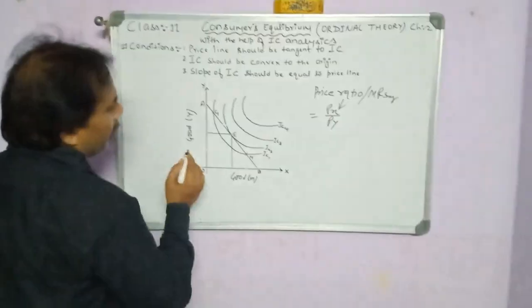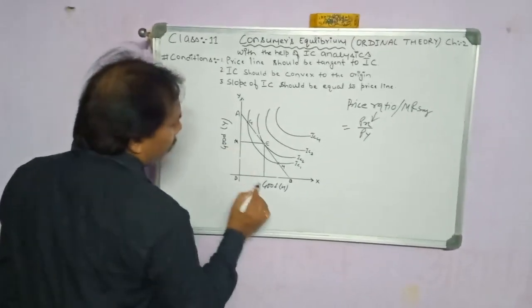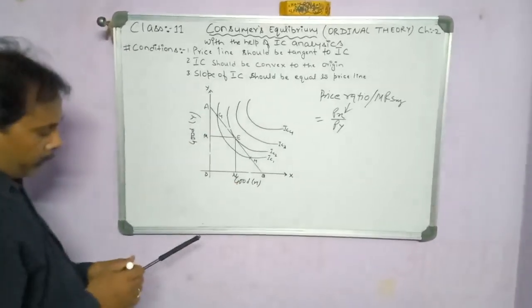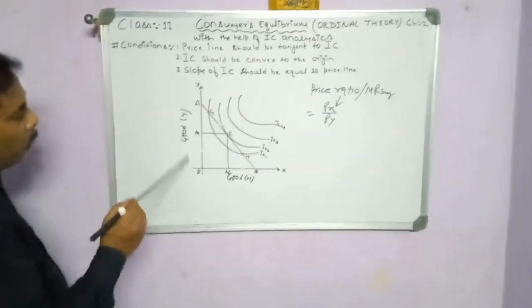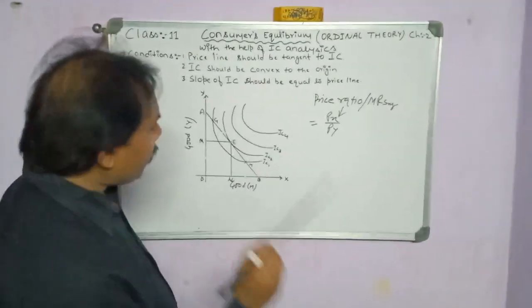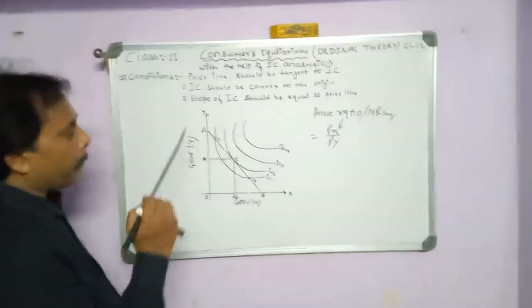Suppose here I have taken the names M and N. In that case we can say a consumer will buy OM units of good Y and ON units of good X, and he will come under the equilibrium position.